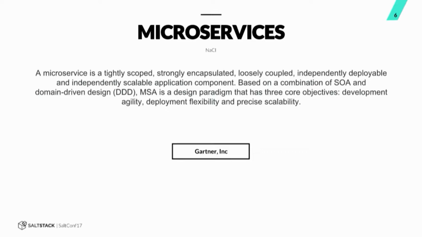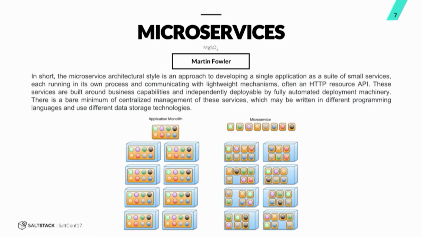Basically, microservices architecture is a design paradigm. That's the most important piece here. It's really a way to do things. It's not a new cool thing. But it basically has these three core objectives: development agility, deployment flexibility, and precise scalability. Martin Fowler, if you guys are not familiar with him, he kind of writes about microservices a lot. And he says, in short, it's an architectural style, which is exactly what the Gartner thing said as well, in much more flamboyant words.